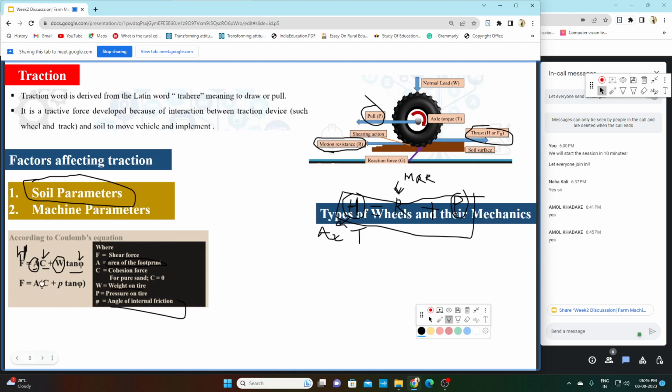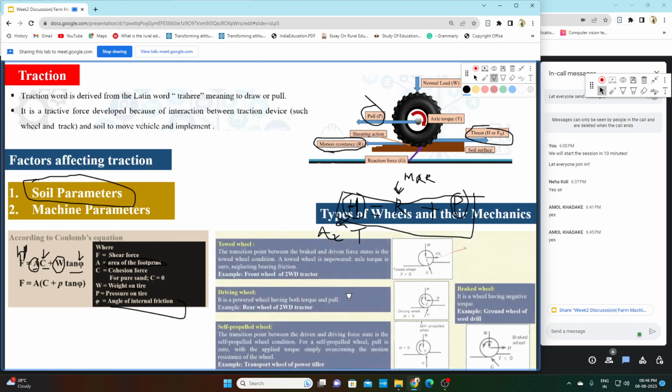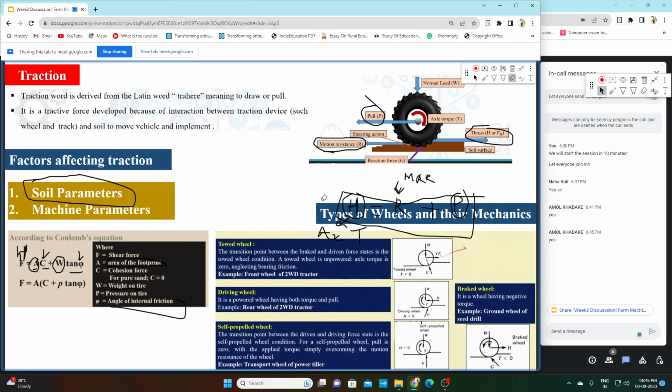The second type of soil is adhesive soil, and in case of adhesive soil C equals 0, so F will be equal to W tan phi. So in case of adhesive soil, we have only one machine parameter, that is W. I hope this is clear to all of you. Now, let me erase this.